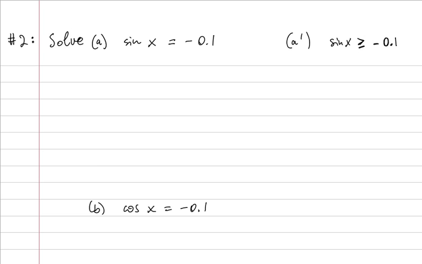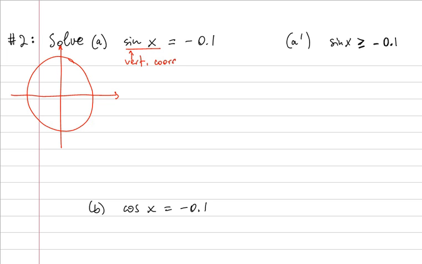When solving problems like the equation sin x equals negative 0.1, what you do is always draw the unit circle and see where the solutions lie on the unit circle. So here we're talking about sin x, which means a vertical coordinate. The vertical coordinate is fixed at negative 0.1.